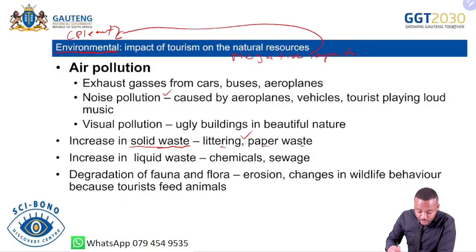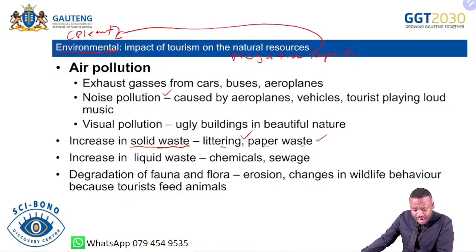Paper waste again, due to tourism, there's going to be a lot of plastic and paper waste, and then people end up throwing rubbish in the water. People end up throwing rubbish, leaving papers lying around in the park. So those are all the negative effects.